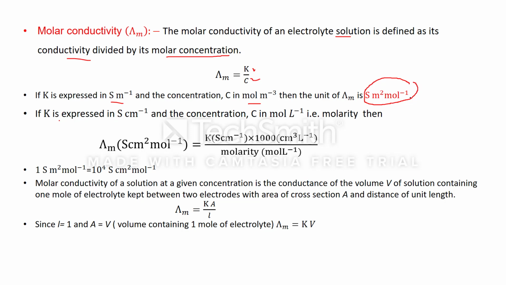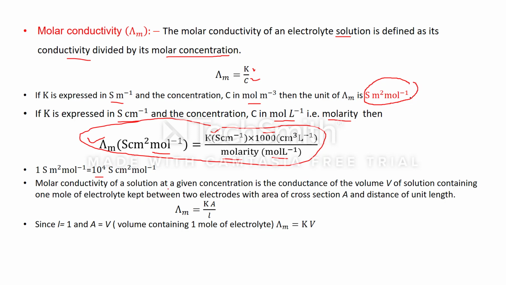But generally, as we discussed, kappa is expressed in Siemens per centimeter. If concentration is in mole per liter, that is molarity, then molar conductivity will be expressed in Siemens centimeter square per mole, and this is equal to kappa into 1000 divided by molarity in mole per liter. Generally, this is the formula used to calculate the molar conductivity. Now we can say 1 Siemens meter square per mole is equal to 10 to the power 4 Siemens centimeter square per mole.